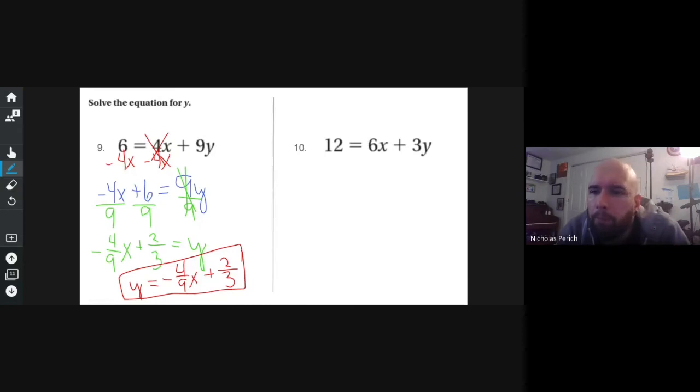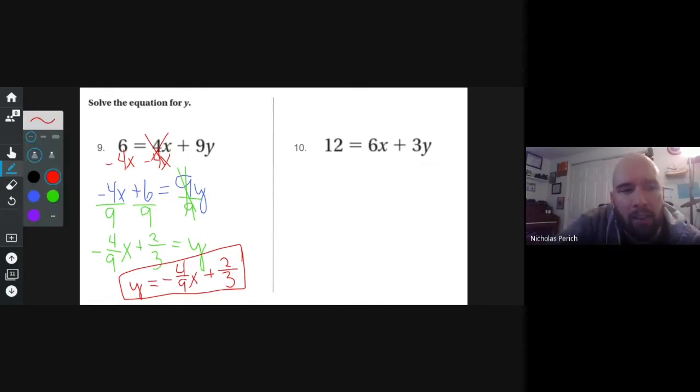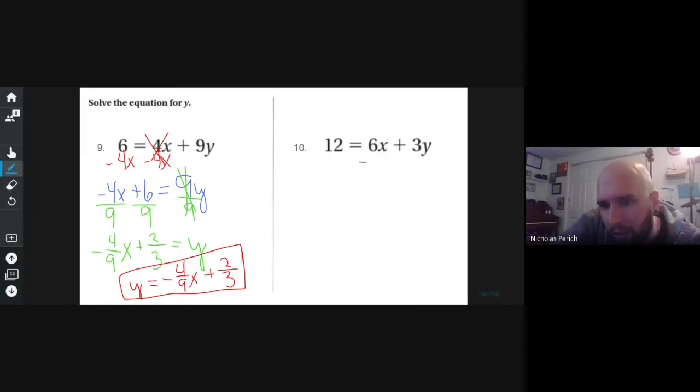And we got 8 minutes to go. Problem 10. Is y all by itself? No. What's in the way? 6x is floating around and 3 is multiplied to y. Get rid of the guy that's floating around first. The opposite of 6x is negative 6x. Negative 6x. Cross you out.